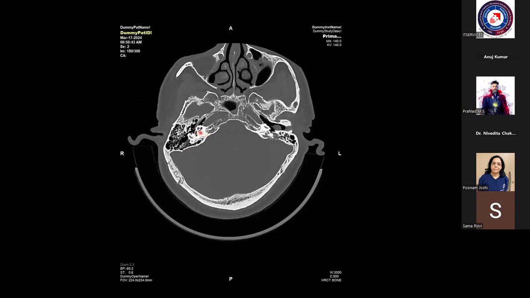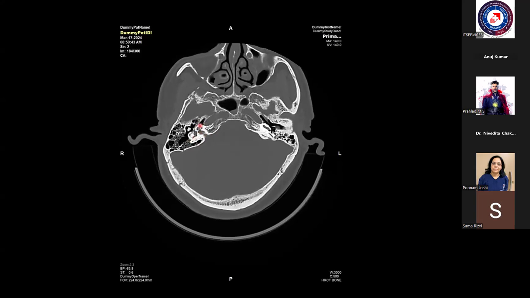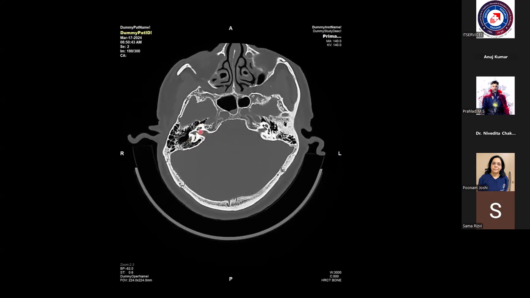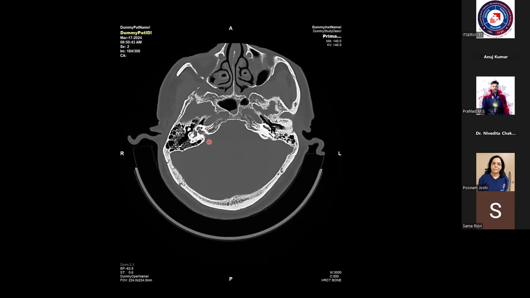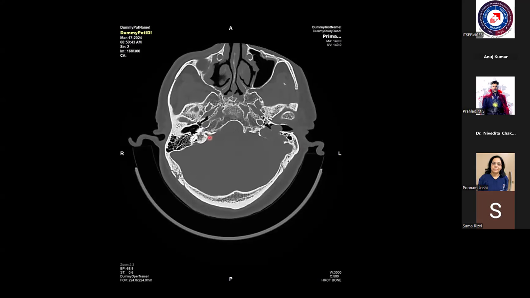Again, now we are seeing the entire cochlea. The cochlea is located anteriorly, the vestibule is located posteriorly. So this entire thing is the cochlea. Now the cochlea ends over here, and this is the internal auditory canal. So the internal auditory canal is located superiorly, and as we go inferiorly, that is the cochlear aqueduct.